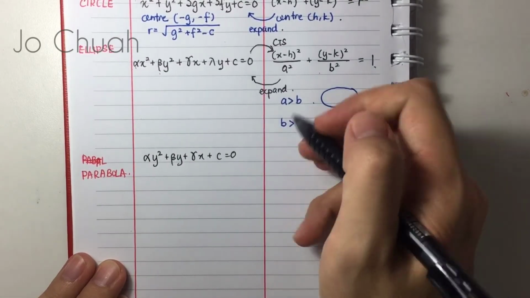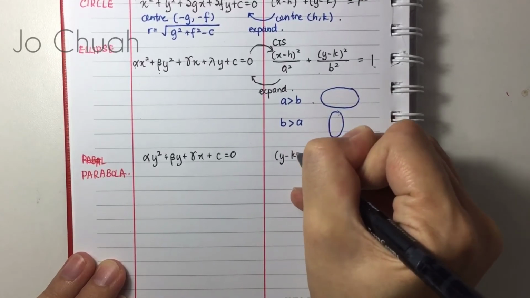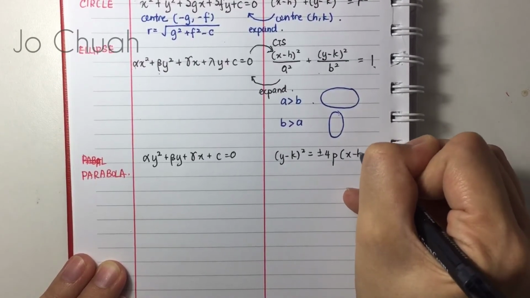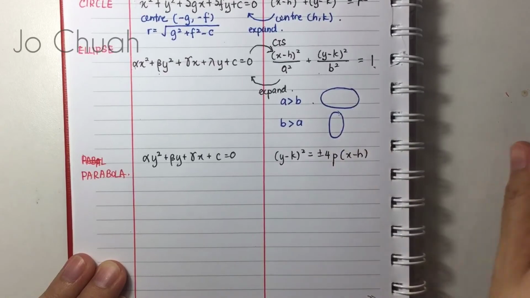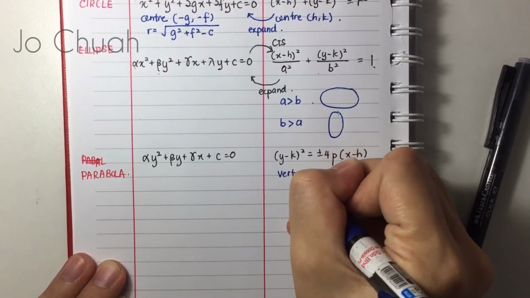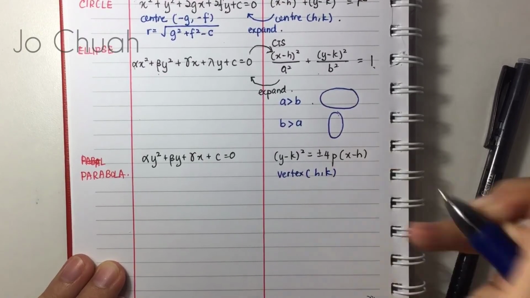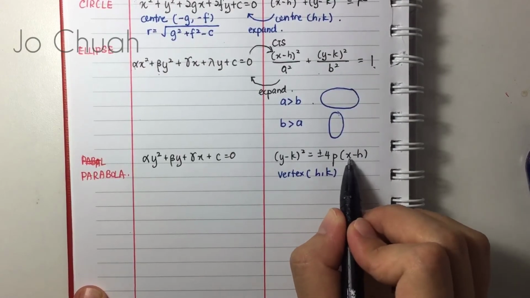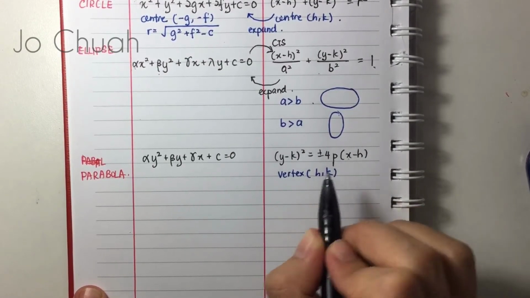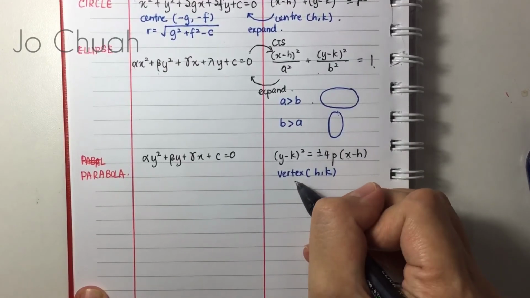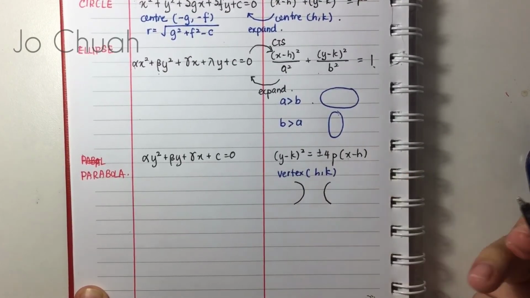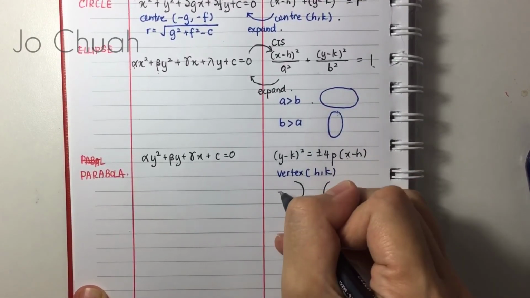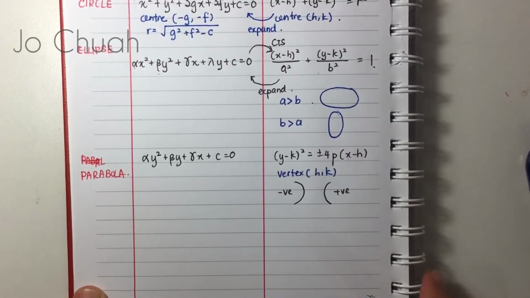If you factorize this, you're going to get something like (y minus k) squared equals plus or minus 4p (x minus h), where the vertex in this case is (h, k). In this case, x is on the right-hand side, so we are expecting the shape to be either like this or like this. This one is for the positive case, and this one is for the negative case.